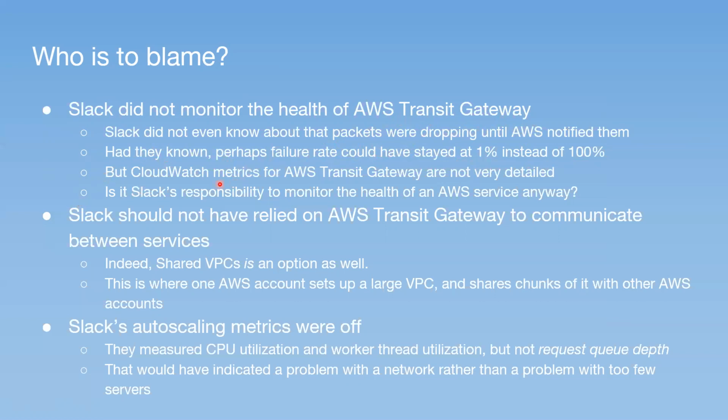But the fact is that the status metrics for Transit Gateway are not very detailed. And is it Slack's responsibility anyway to monitor the health of an AWS service? I would argue not really. Not their responsibility, but maybe good to do. But obviously, in hindsight, you can say whatever you want. I can understand them not setting up an alert for Transit Gateway.